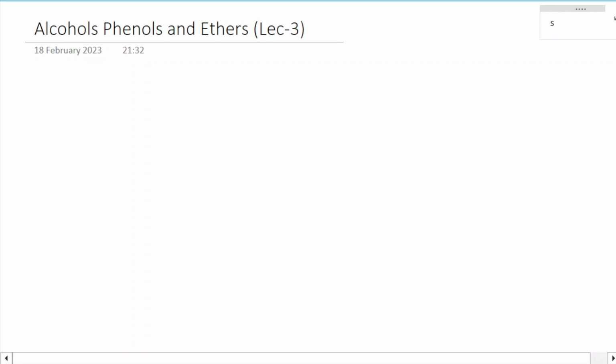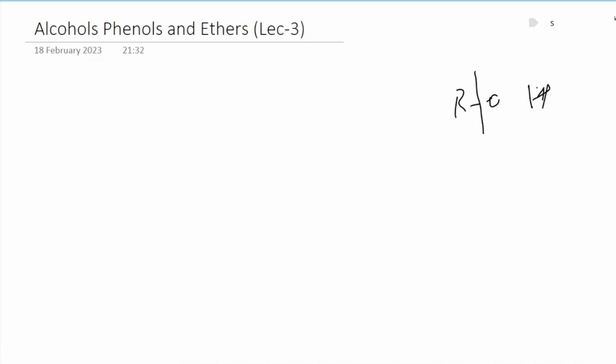And in the previous lecture we had been discussing the chemical properties of alcohols, phenols and ethers. Among these chemical properties we discussed the RO-H bond cleavage. There we discussed the reaction of alcohols with sodium, the reaction of alcohols with NaOH, the esterification reaction, and the acidic nature of alcohols.